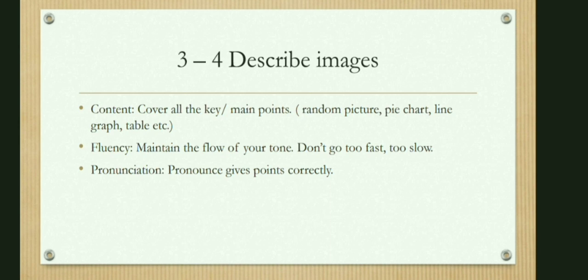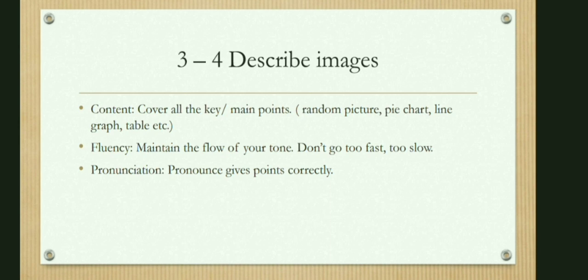So in your exam, you might have to deal with 3 to 4 describe images and you are marked on the basis of content, fluency and pronunciation. To score 90 out of 90 in content, you have to cover all the key or main points given in the picture. So in your exam, you might get some random picture or pie chart, line graph or bar graph.